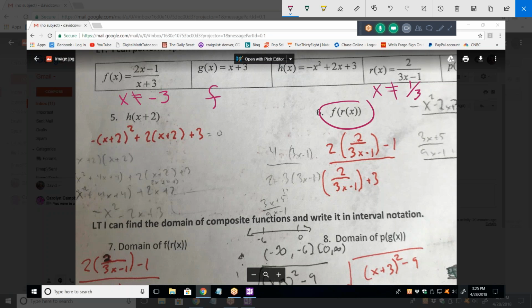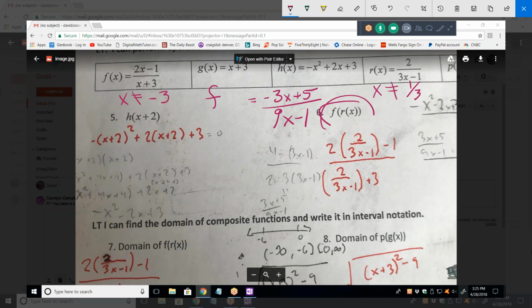We just did it. Did you write down the answer by chance? It was negative 3x plus 5 all over 9x minus 1.